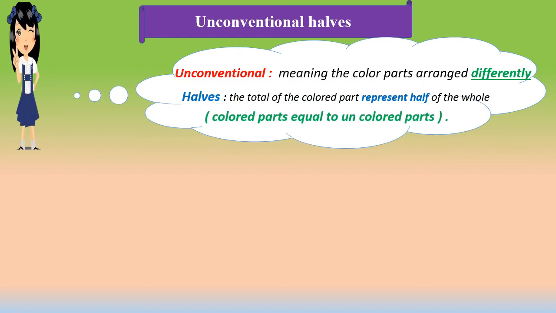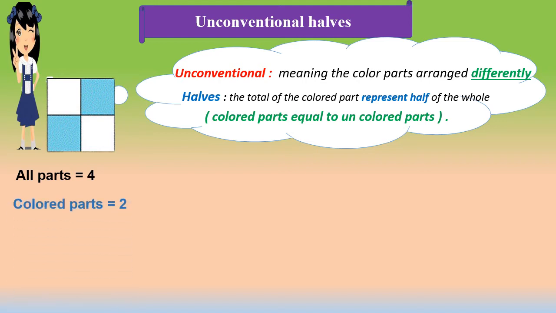So, the colored parts are equal to uncolored parts. For example, here I have a square. All parts here, let's count together. 1, 2, 3, 4. I have 4 parts. How many colored parts here? The blue ones. 2 colored parts. So the fraction of colored parts equals 2 over 4.